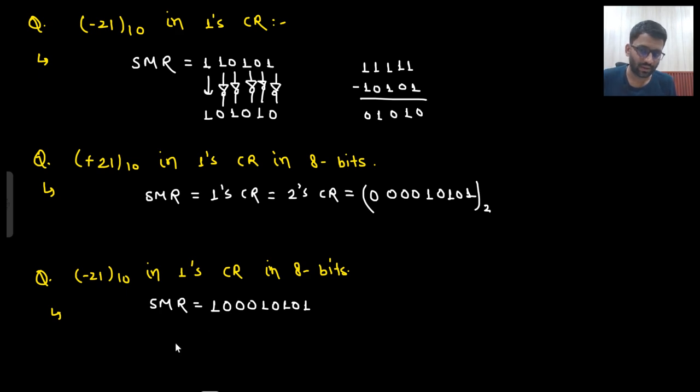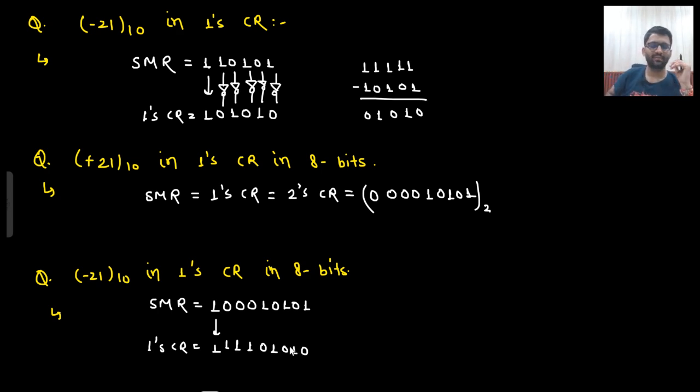Now if I am writing ones complement, then this is your ones complement representation. So what did I tell you? This sign bit will be as it is, and all the rest will be complemented: 1, 1, 1, 0, 1, 0, 1, 0. There you go. The first bit as it is, the rest all complemented: 1, 1, 1, 0, 1, 0, 1, 0.